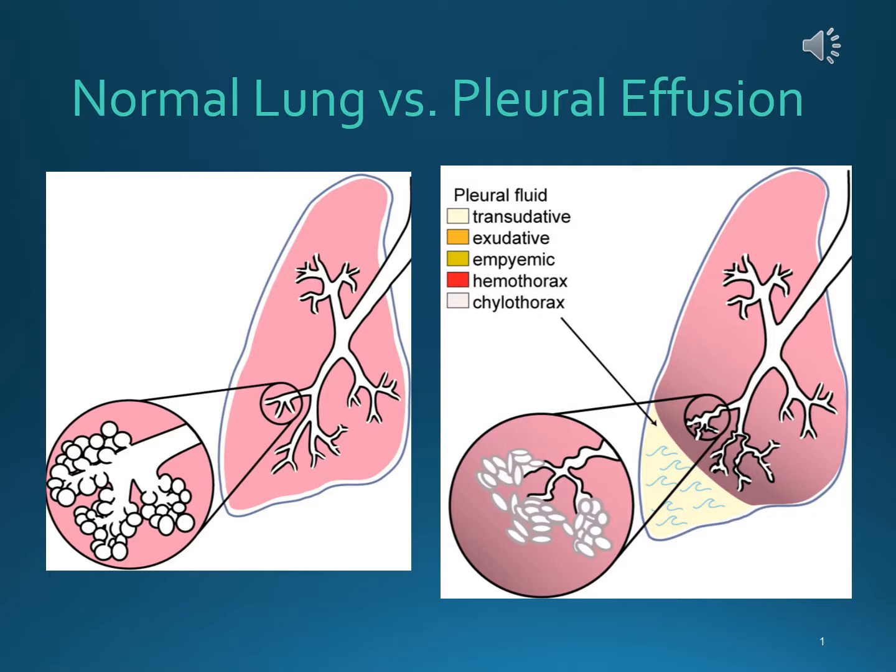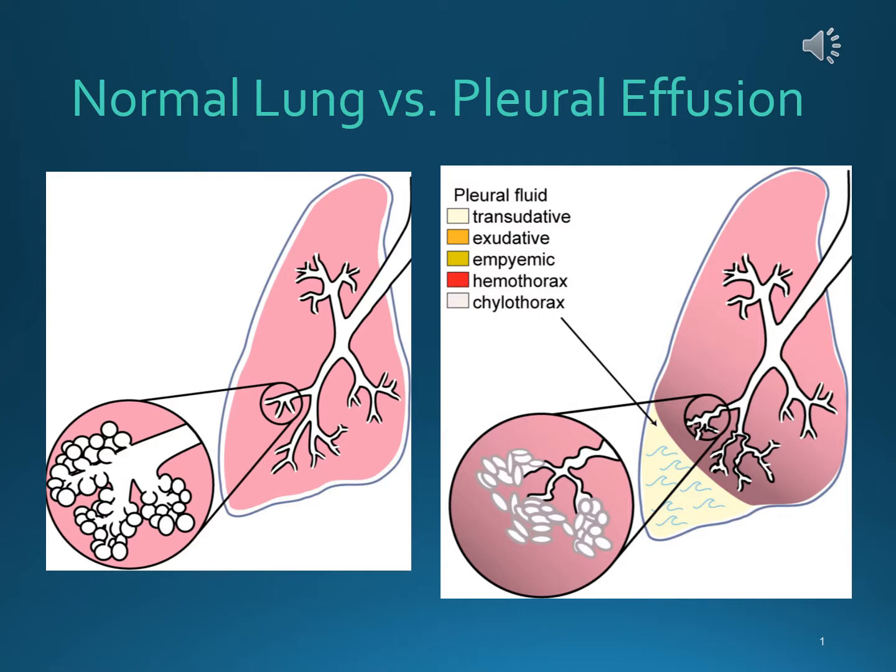This illustrates a normal lung versus a pleural effusion. You can see the pleural fluid has collected in the pleural space, and this particular picture suggests many different kinds of pleural effusion. Transudative, we talked about, occurs with congestive heart failure. Exudative, we also talked about, occurs with pneumonia.